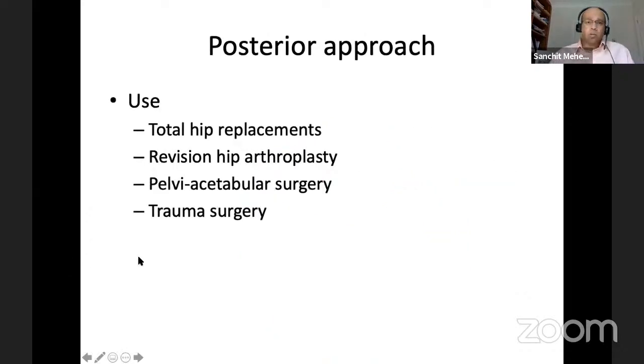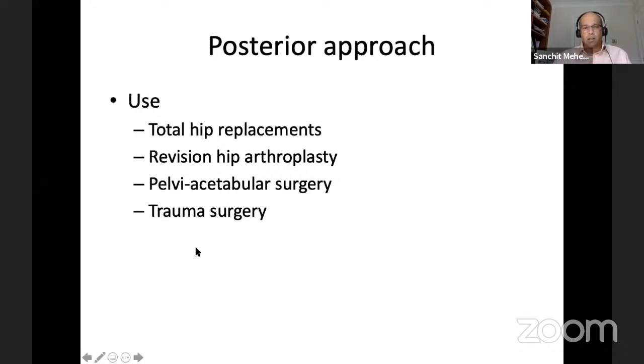What is it used for? So commonest total hip replacements, not in the UK, but in India, I know sort of we use it for hemiarthroplasty, and it's the sort of default approach. Revision hip arthroplasty, periprosthetic fractures, pelvic-acetabular surgery. And it's a really versatile approach. The only thing where it may not be as useful is hip sparing surgery if you're thinking about femoral acetabular impingement and that work.